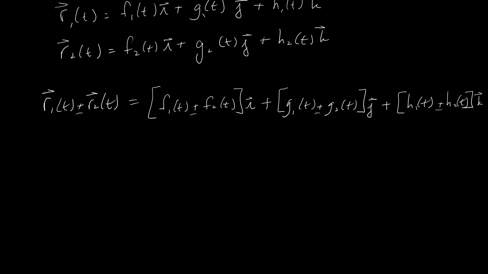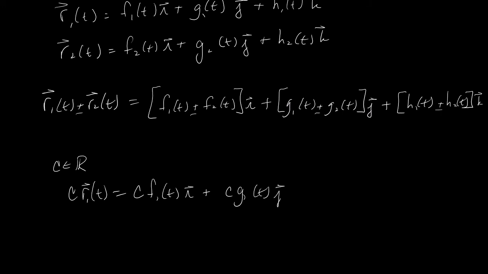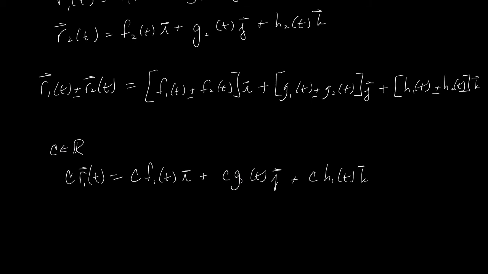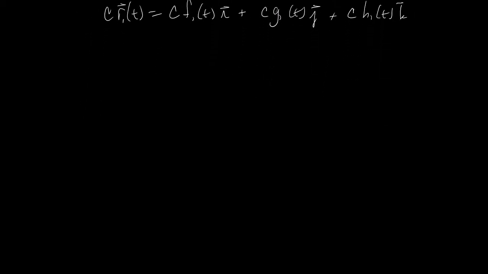All right, and scalar multiplication works exactly the same way. If we have a real number c, and we have c times r(t), then, let's do r1. Then I have c times f1(t) in the i direction, plus c times g1(t) in the j direction, plus c times h1(t) in the k direction. All right, so all of the standard vector operations hold with the vector valued functions. Nothing changes there. Okay, so now let's talk about limits of the vector valued function.